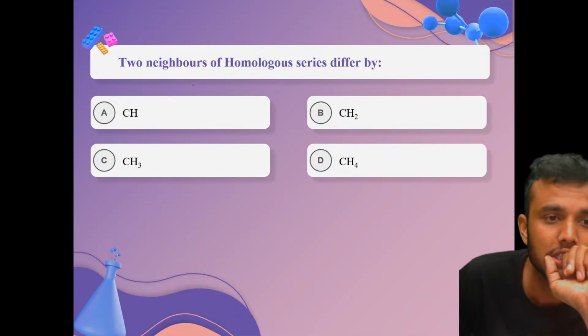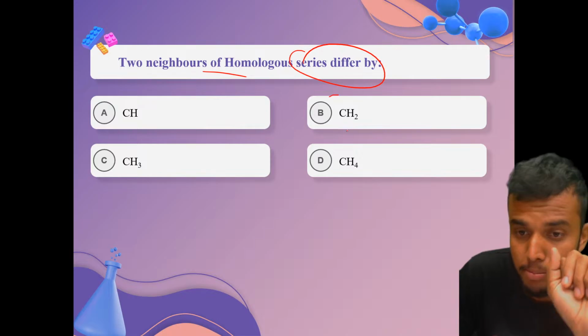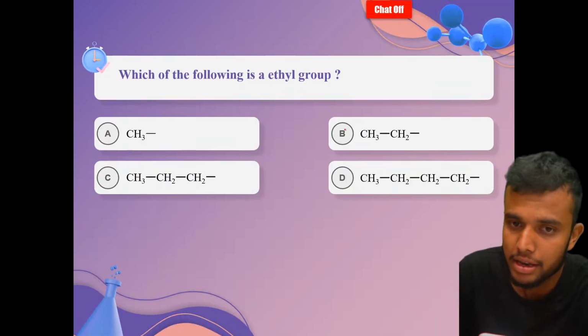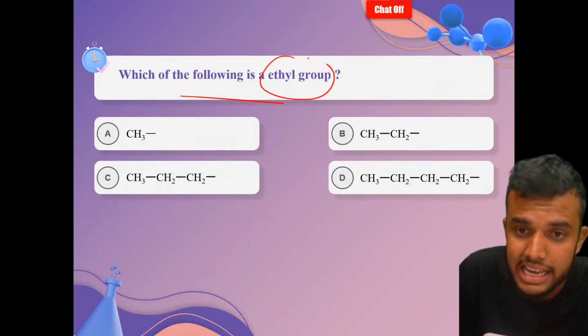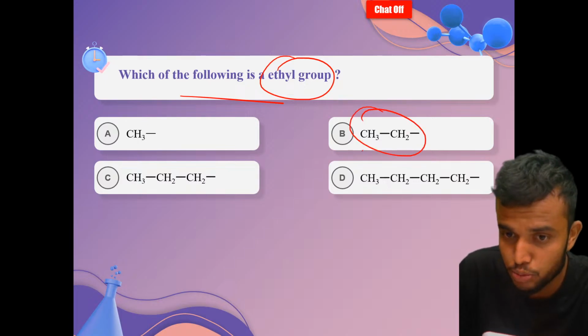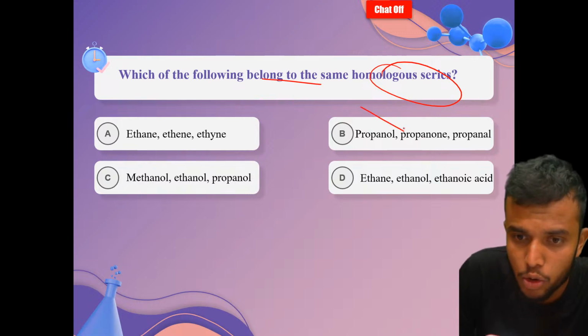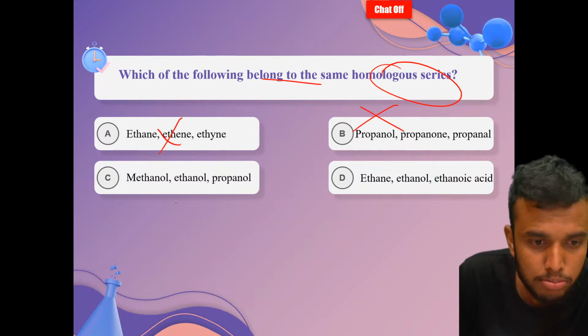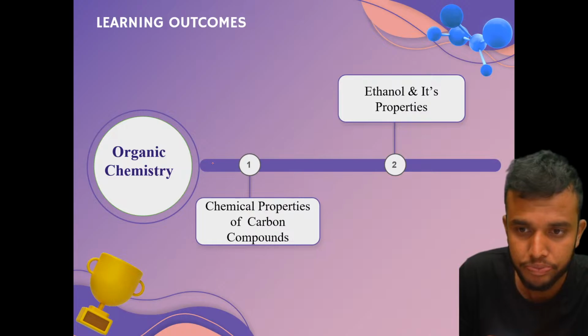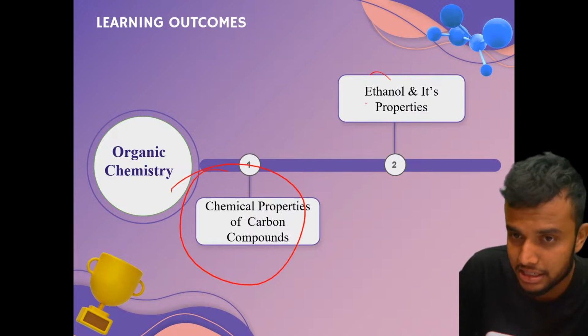Let's solve here. One question is there. Two neighbors of a homologous series differ by a CH2 unit, right? Now it's quiz time. Which of the following is an ethyl group? Ethyl group, C2H5. Yes, this one is ethyl. Which of the following belong to the same homologous series? Not this, not this. Methanol, ethanol, yes, this one. Option C.